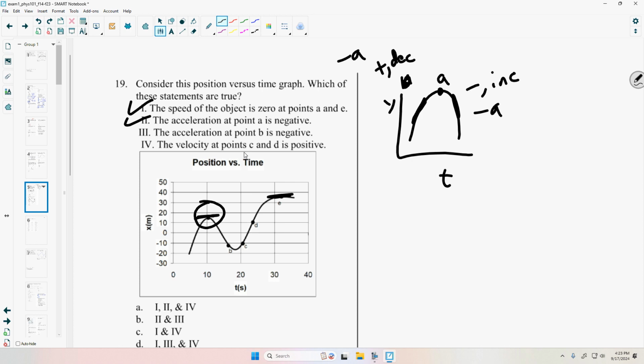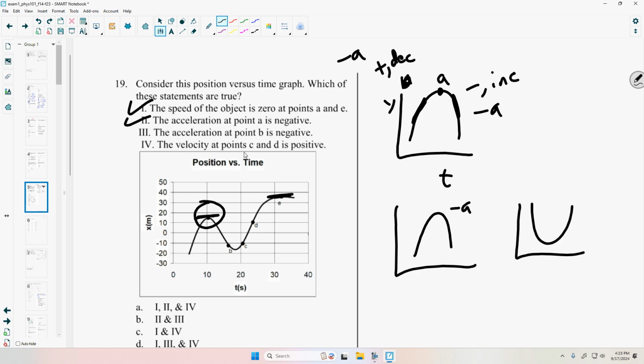If that confuses you, look, if you have a graph that has this sort of shape, that's negative acceleration. If you have a graph that has this sort of shape, that's a positive acceleration. I don't like people to memorize things, but sometimes this confuses people. So if you just want to remember those two graphs, that's fine.